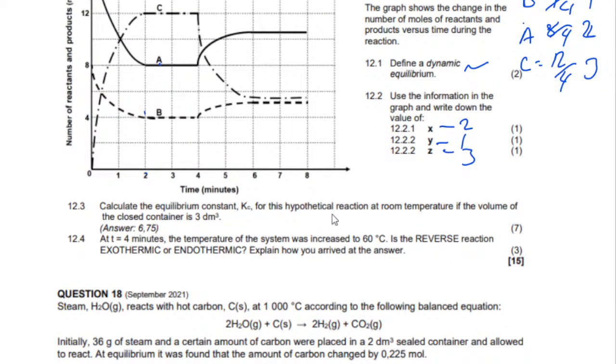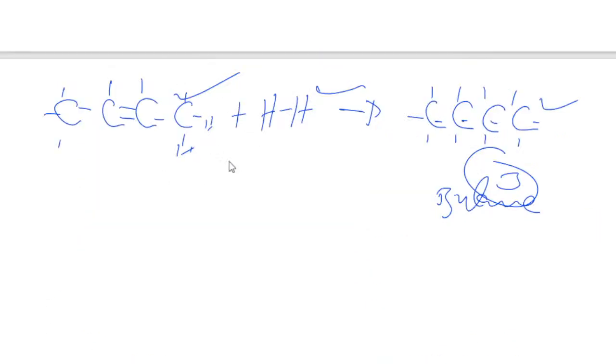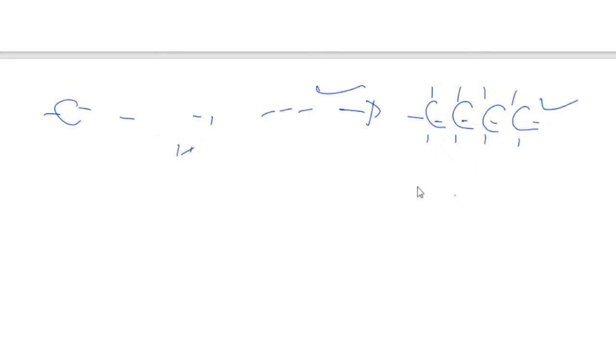Calculate the Kc value for the hypothetical reaction at room temperature if the volume of the closed system is given. So we have the closed system. We're going to use the same method, so let me write here so that you see it clearly. The RICE method. I wrote the other side last time just to show you how it works, but now let me use this. The last E is just for concentration.